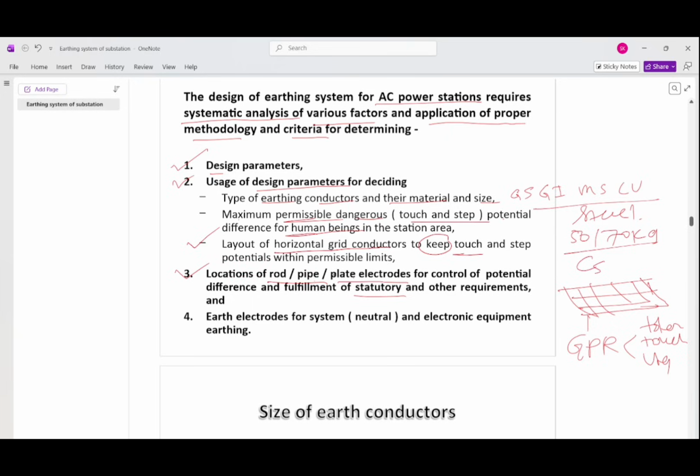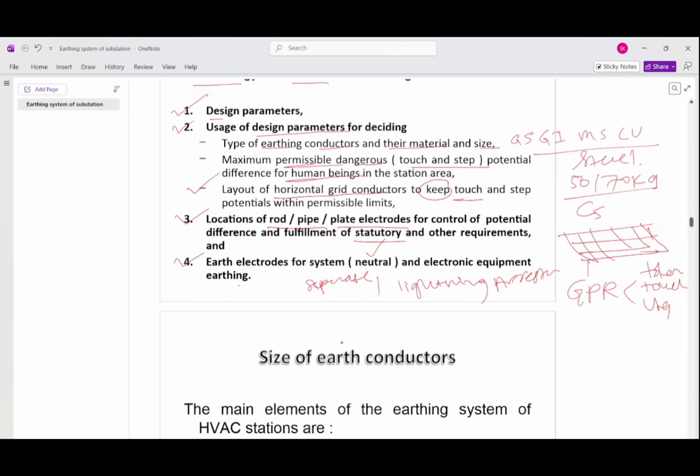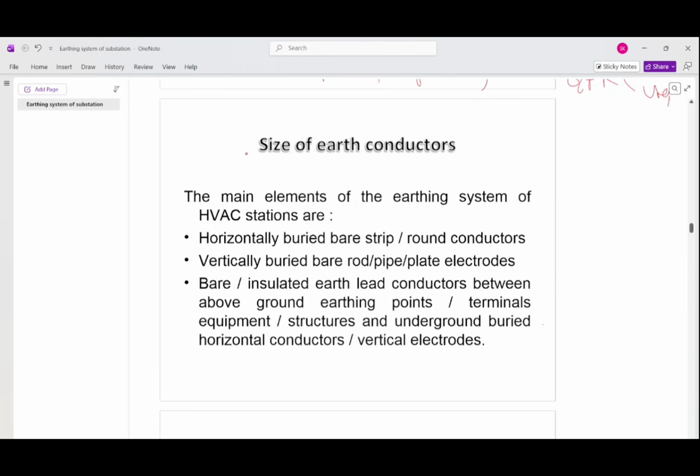So where to provide these vertical rods, pipes, plates, meaning earth pits, is also very important. Fourth, the earth electrode for the system, neutral and electronic equipment earthing. Separate earthing is provided for the electronic equipment and also for the neutral and also for the lightning arrestor. This is also a very important topic. Size of the earth conductors.